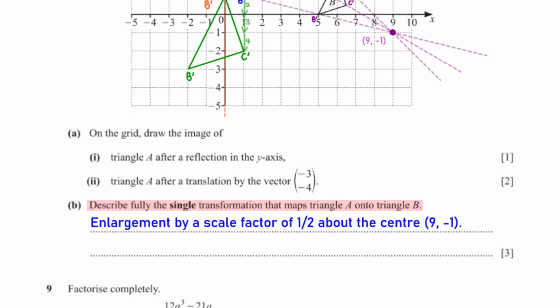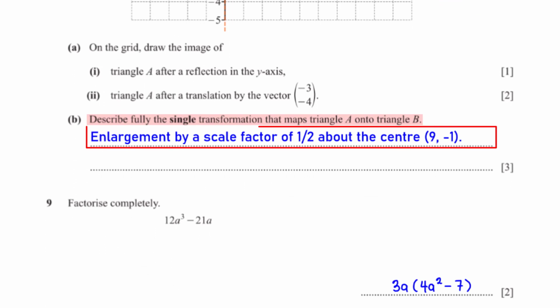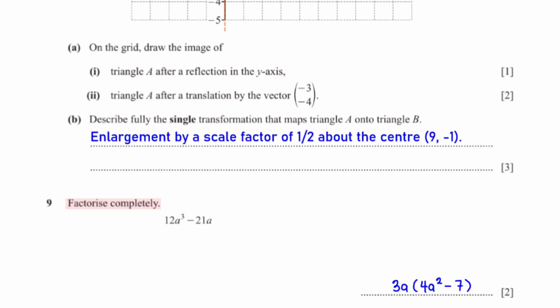And so the full description for this transformation would be enlargement by a scale factor of half about the center (9, -1). Factorize completely: 12a cubed minus 21a. The common factor is 3a. When we factor that out, we are left with 4a squared minus 7.